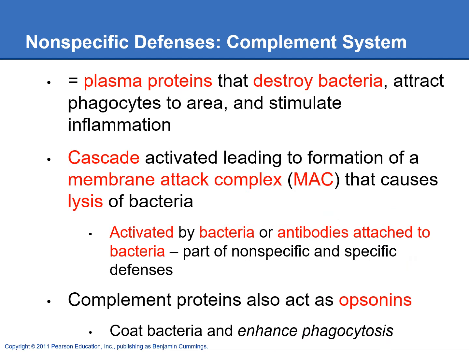The last non-specific defense we're going to talk about is the complement system. The complement system consists of 30 different plasma proteins that are made by the liver, and they just float around in the blood in the inactive form. And then once they're activated, they could do one of 3 things. So they could destroy a cell, particularly bacteria, they're good at that. They can also cause inflammation, and they can also act as an opsonin.